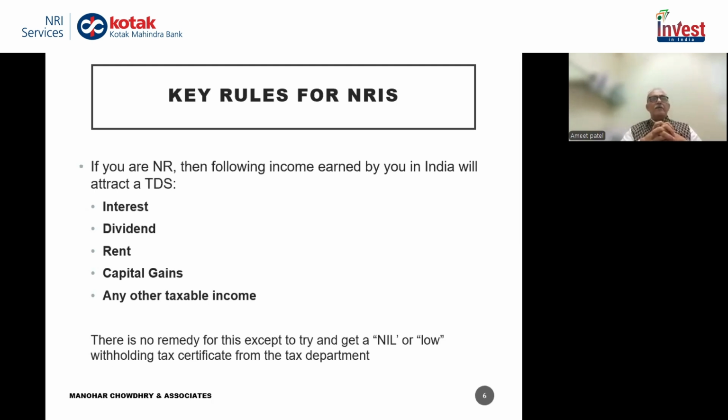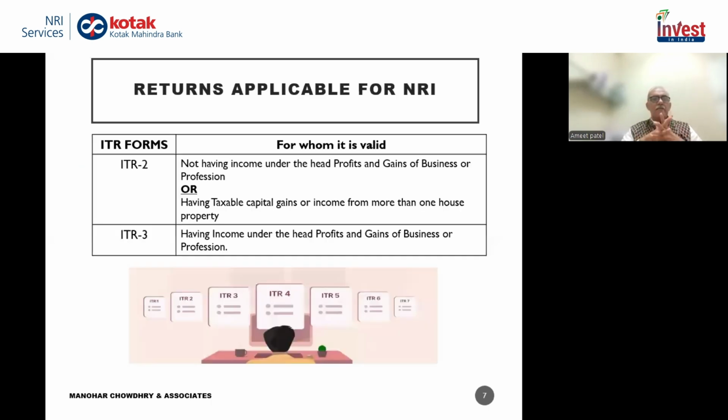But many times people have a problem with this high rate of TDS, 30% on the interest, on rent, etc. Is there a way out? Can we reduce the TDS amount? Yes, there is a way of reducing it, which is when you make an application to your income tax officer for what is known as a nil or a low withholding tax certificate. The relevant section of the Income Tax Act is Section 197. However, it is a very cumbersome process to get that certificate. So most people either are not aware of this, or even if they are aware, they don't go in for it because it is extremely cumbersome to get that certificate.